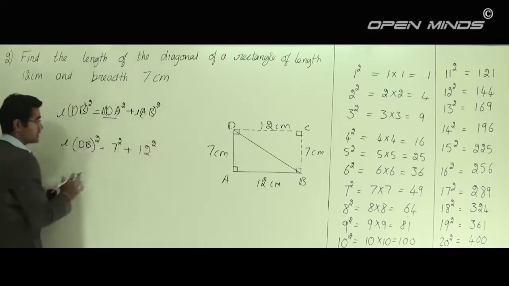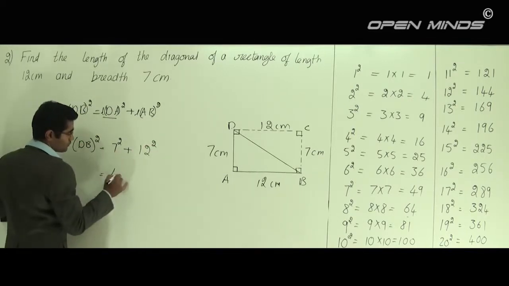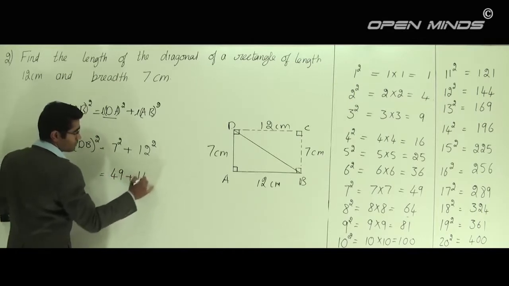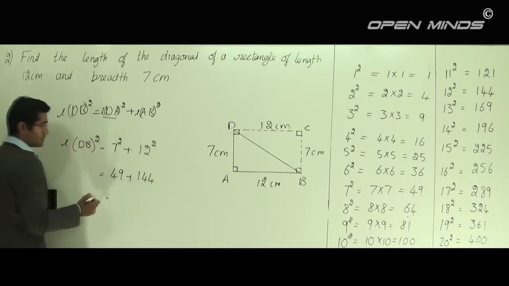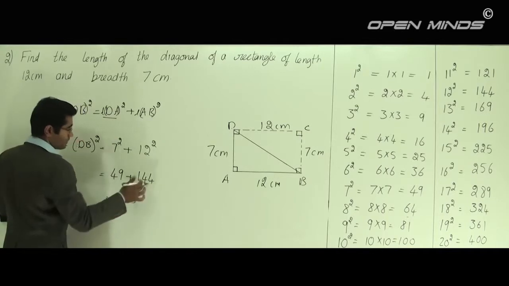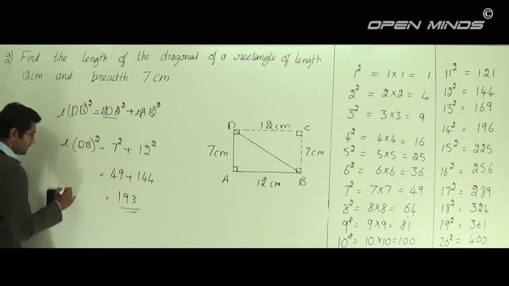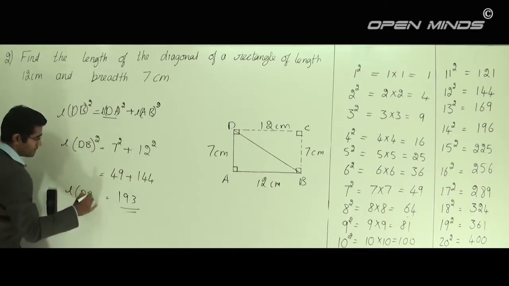Can I add these? Let's square them. 7 squared is 49, and 12 squared is 144. If you add these, you get how much? 193 is what you get. That is the length of DB the whole squared.